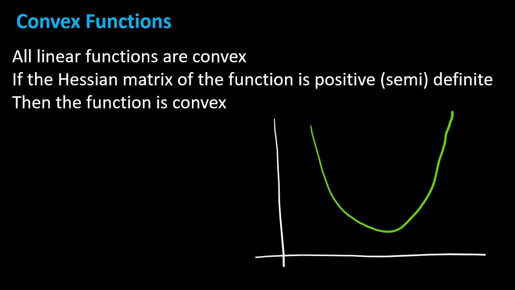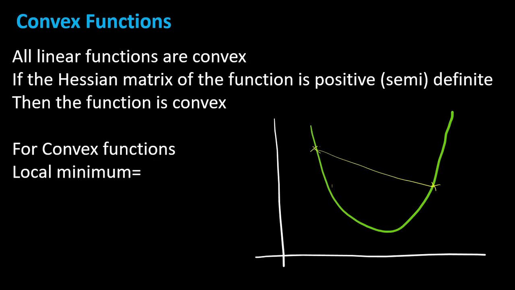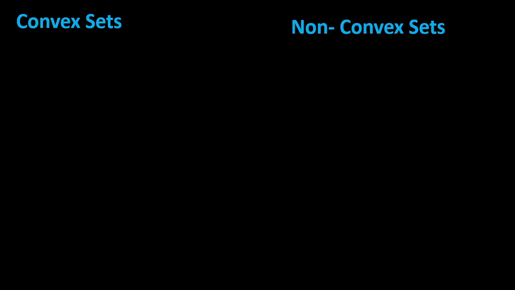So we can consider this function, take any 2 points on the function. Okay, draw the secant line connecting these 2 points, and every point in this function will be below the secant line. So that was the usual definition for the convex function. For convex functions, local minima is equal to global minima. That is the advantage of convex function.